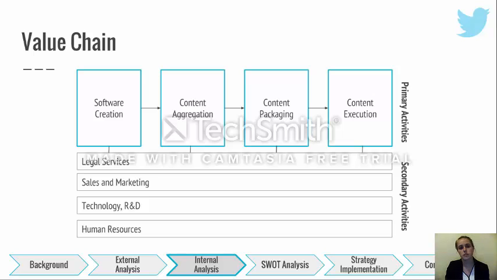So for the primary activities, they have four main primary activities. That would be the software creation, content aggregation, content packaging, so giving that content back out to the end user, and then content execution, so how the end user actually receives that content. Services that support these primary activities would be legal services, the sales and marketing department of Twitter, technology and research and development, and human resources.